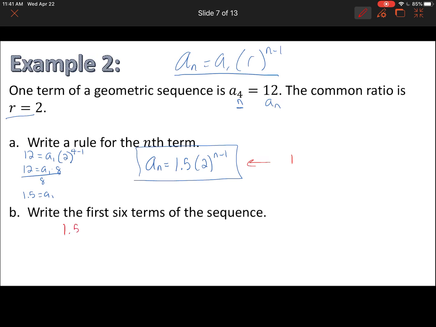What's easier is you know that 1.5 is your first term, and you know that 2 represents your multiplier. So you can just keep multiplying by 2 to get the next term. So we have 3. Multiply that by 2, we get 6. Multiply that by 2, we get 12, 24, 48. There's your first 6 terms. I'm okay with you doing it either way. I think if you plug in 1, 2, 3 individually, it's just going to take a long time.